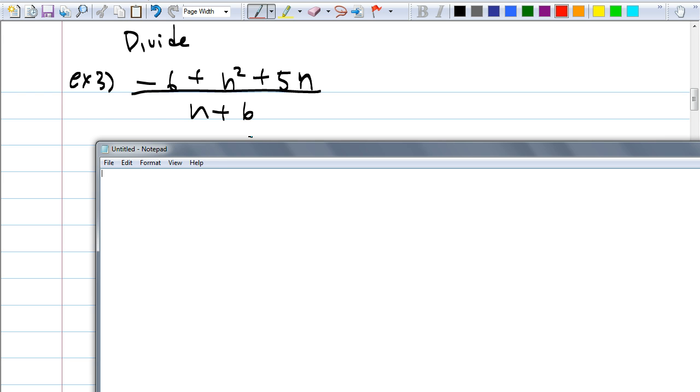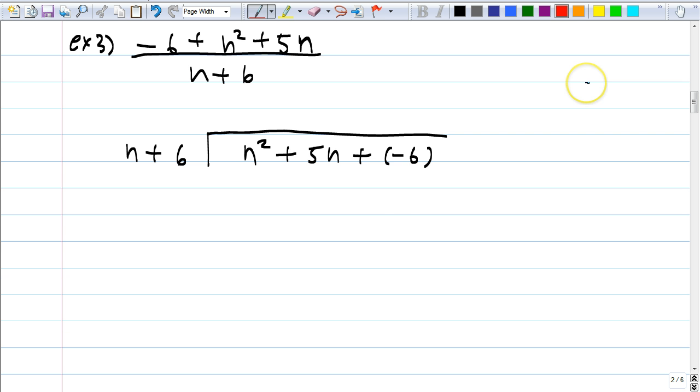Negative 6 plus n squared plus 5n, over n plus 6. It says to divide. That means do the long division. By the way, is the numerator written in standard form? No. So do you think you should write it in standard form? Yeah. Okay, everybody go ahead and try. I'll give you time. See if you could do exactly what we did with example 2. Everybody try. So how many people wrote the numerator in here in standard form and the denominator outside the box?